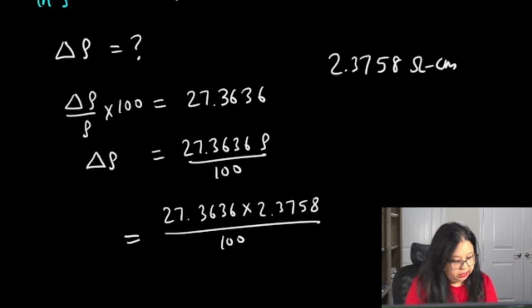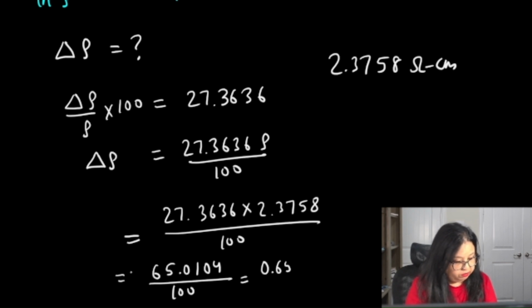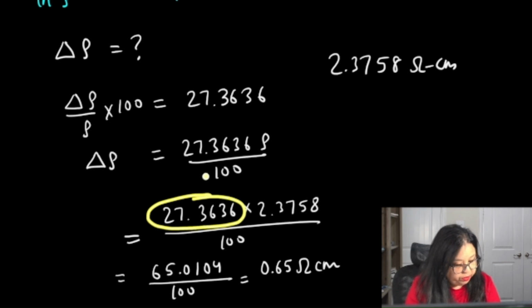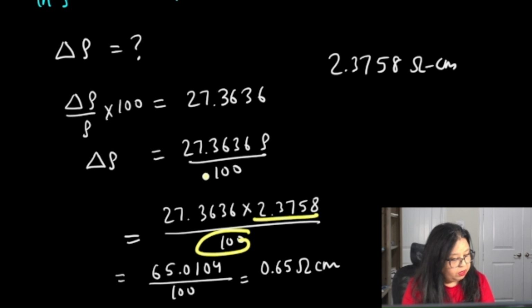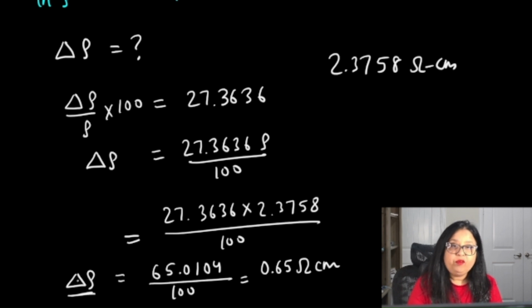What do you think we're going to get? Let's see. That gives us 65.0104 divided by 100. That gives us 0.65 ohm centimeters. Why? Because this 27.36 doesn't have any units, nor does this 100. However, this rho has units of ohm centimeters. And besides, we have been discussing that the uncertainty or the error would have the same units as the quantity for which it is defined.